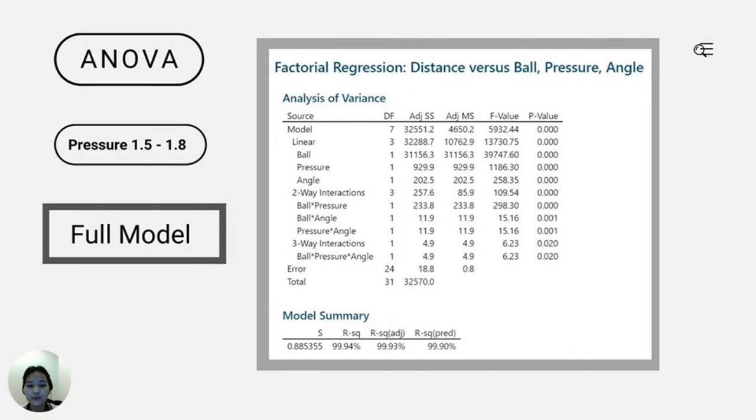In ANOVA at pressure 1.5 to 1.8, for the model, we will check whether the factors in the model are significant because the p-value is less than alpha. We will not reduce the model, and it is shown on the slide.